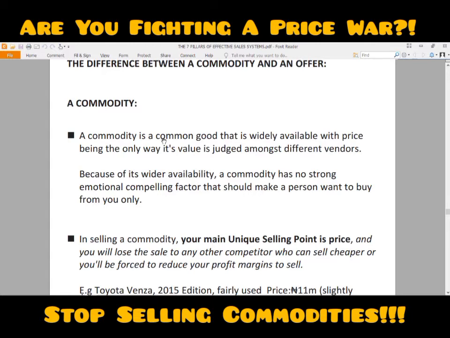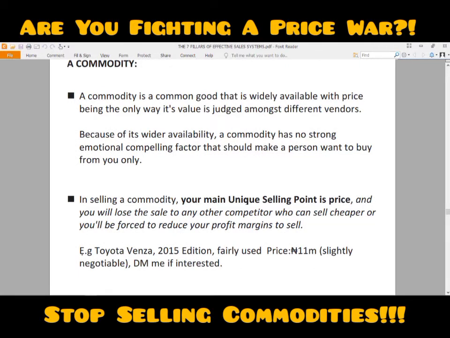Now, in selling a commodity, like I said, your unique selling point is price, and you will lose the moment there's somebody else who can sell cheaper than you. Either that happens or you are forced to reduce your profit margin to sell. For example, I remember there was a time when some people were selling face masks for 100 naira. This happened in Ojodu Berger here where I live, and someone came and started selling at 50 naira. People were angry.